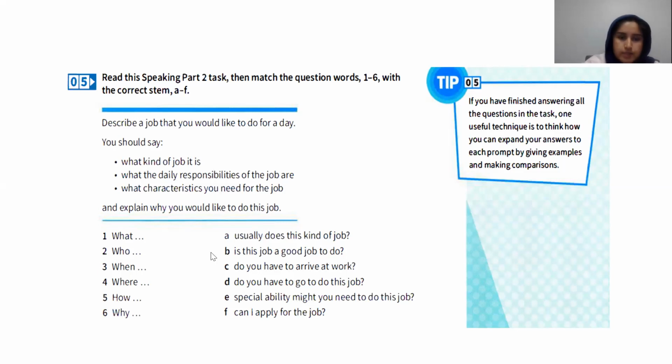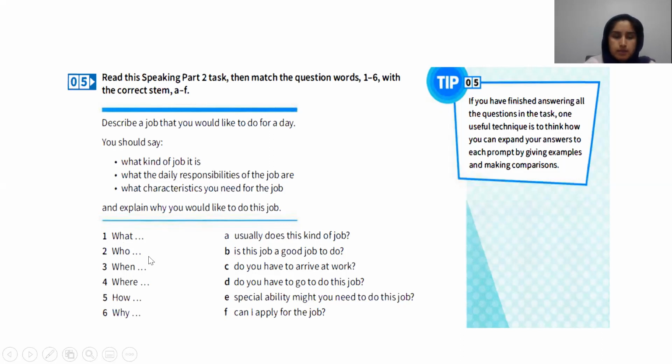So for example, the first one is what is this job? No, this is not the one for this. What usually does this kind of job? Or what do you have to, no, not that one. What special ability you might need to do this job? So for the first one, E is the answer. What special ability you may need to do this job? And for example, this is the question, right? You can ask any of these questions. Just link one of these WH questions to one of the sentences.